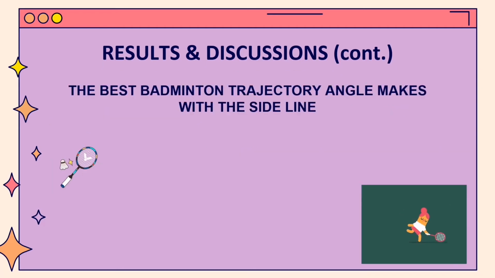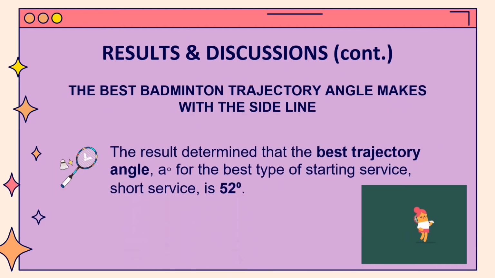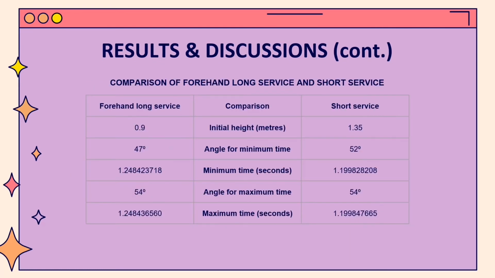The best badminton trajectory angle mixed with the sideline. The result determined that the best trajectory angle for the best type of starting service is at 52 degrees. The table shows the comparison of forehand long service and short service. It is shown that the minimum time is 1.199828208 seconds and the angle is at 52 degrees for short service.